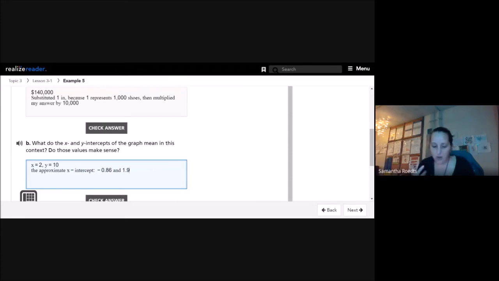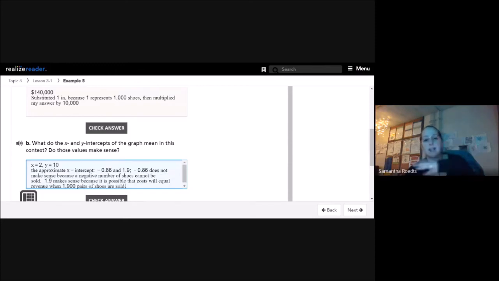Negative anything doesn't make sense, because we can't have a negative. Negative 0.86 does not make sense in this context because we can't sell a negative number of shoes. 1.9 does make sense, because it is possible that costs will equal the revenue when 1,900 pairs of shoes are sold. When you get to the x value where the y value is zero, at that point you're not making any money.